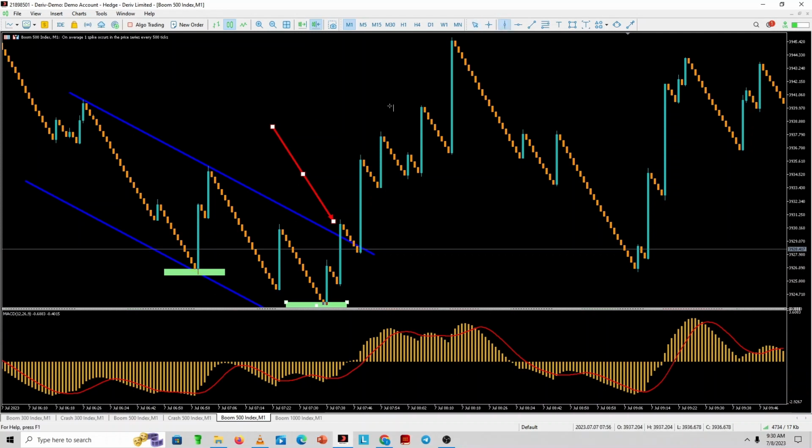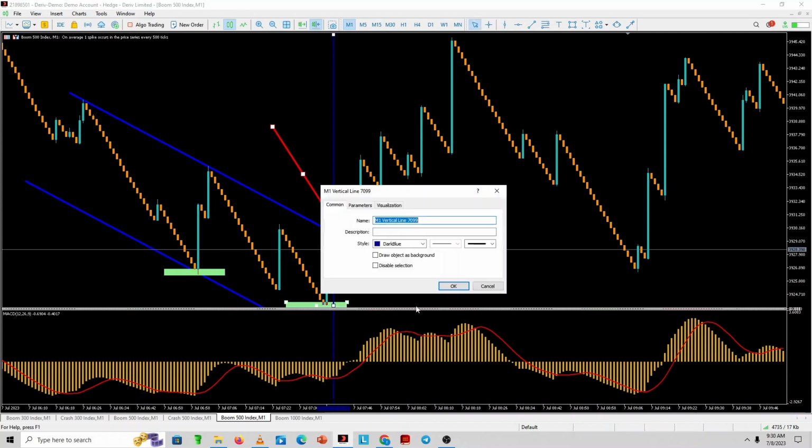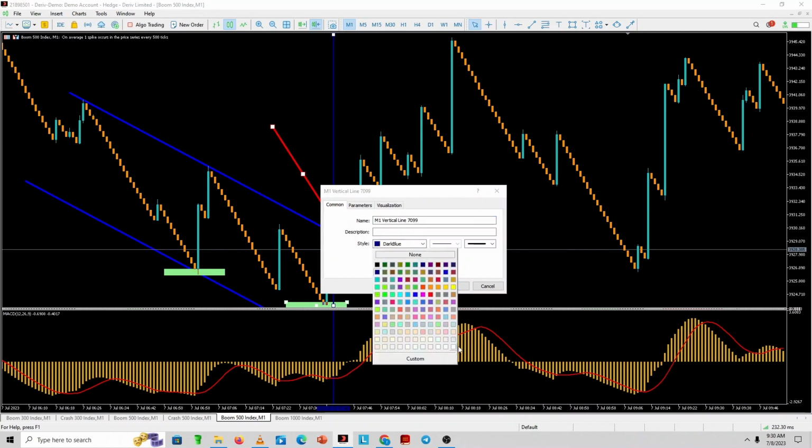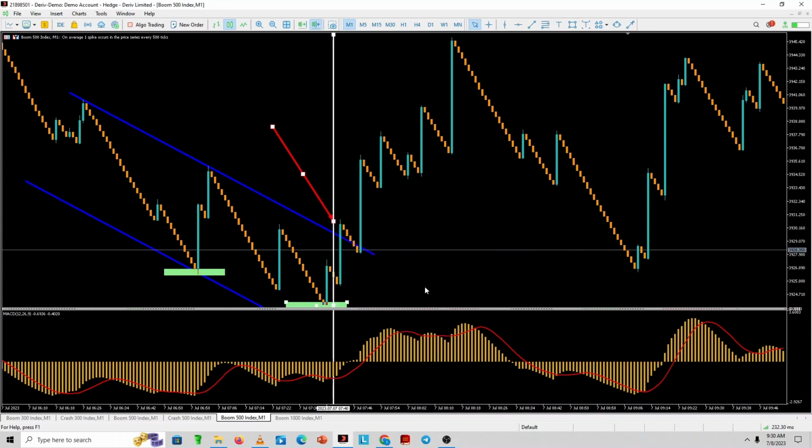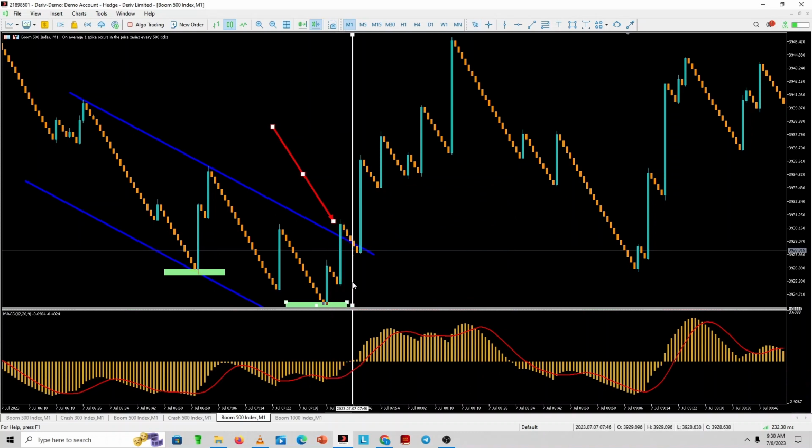If we look on our MACD right here, I'm just going to change it and give it a different color. I'm just going to choose white right here, and make it a little bit bold so that we can see the area that we're talking about. So we're just going to be looking at the exact point where we start to see these bars here crossing the 0 level here, and these bars here.